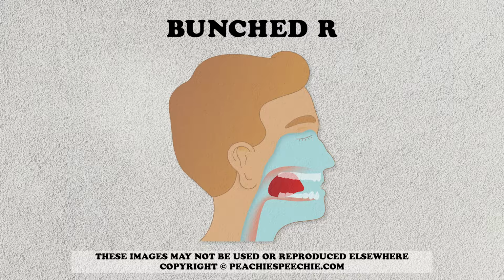I'm going to put some visuals on the screen so you can see what happens in the mouth when someone produces the bunched R. When you produce bunched R, the back sides of your tongue are lifted up to the insides of your back teeth. The middle back part of your tongue body is tight and tense. Your tongue tip pulls back and may point down a little.